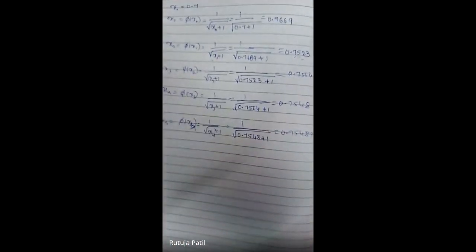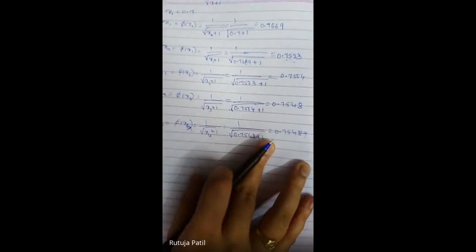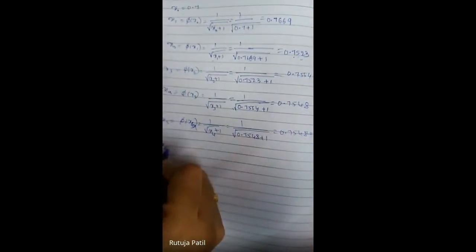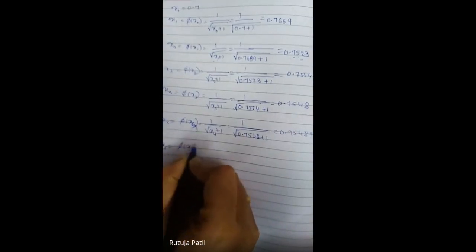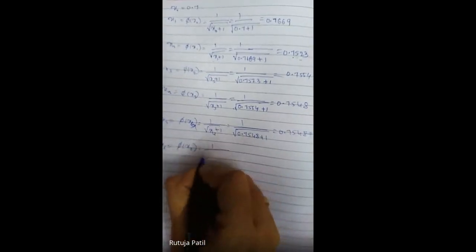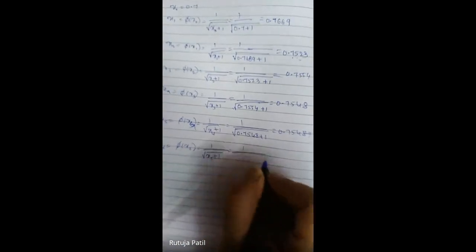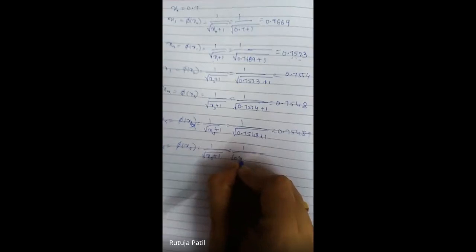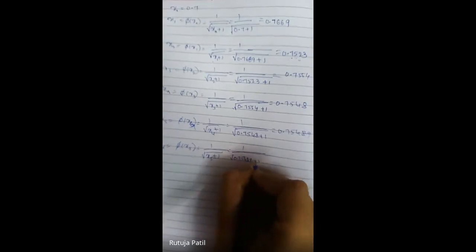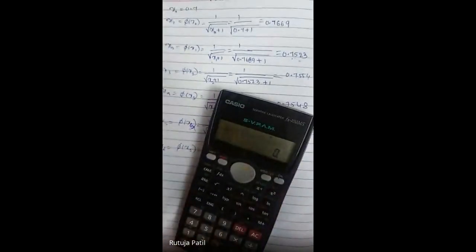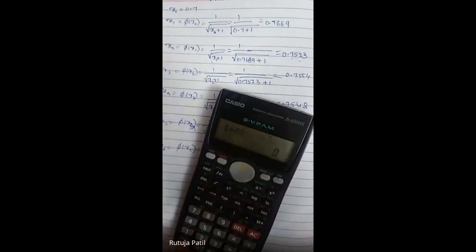Now next, one more iteration I'll do. Psi of x5: 1 divided by square root of x5 plus 1, that is 1 divided by square root of 0.75489 plus 1.